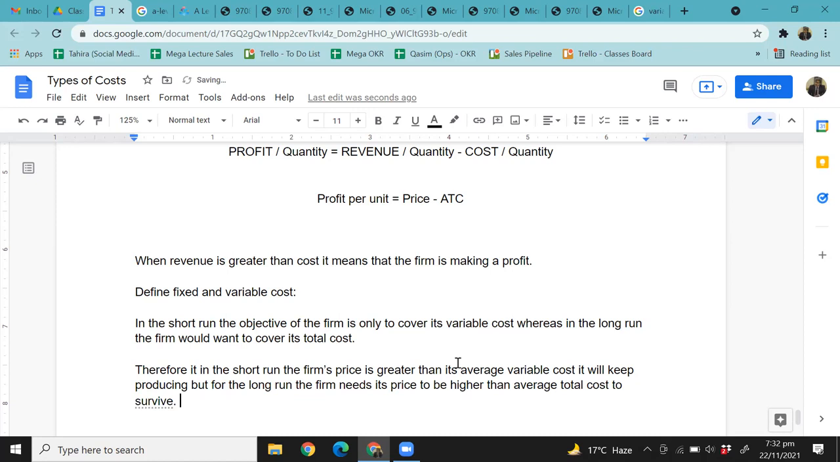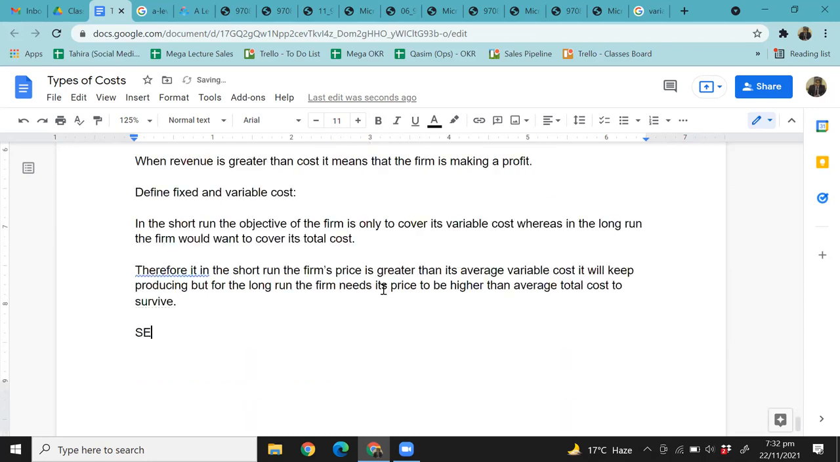Okay, now let's understand what this statement means. I said in the short run, the firm is only trying to cover its average variable cost. Think about this. If your price is greater than, have a look at this, SR stands for short run. So in the short run, if the price of the firm, the price at which you are selling the product, is greater than the AVC, what is AVC? AVC is average variable cost. Then you survive, I'll explain how.